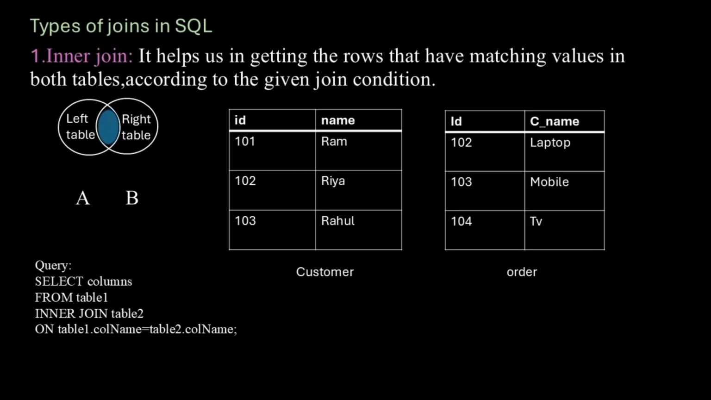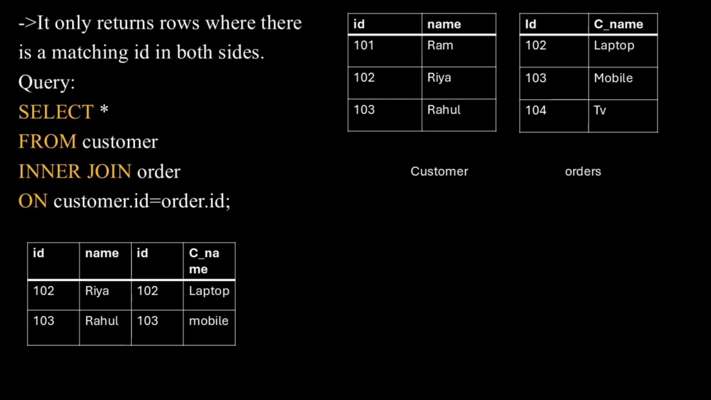Then let's take ID 102. Is 102 present in the order table? Yes. So this value would be written in our final result. Then it will check for 103. Is there any value with 103 existing in the order table? Yes. So we will return 103 as well. The query for this looks like select column from customer inner join order on customer.id equals order.id. This query will return all the values that match between both tables.